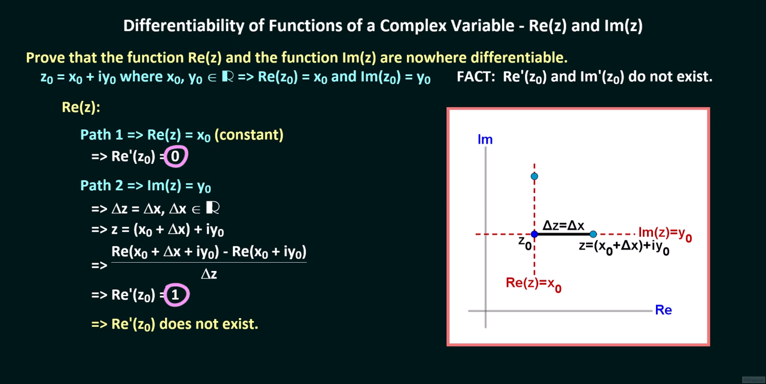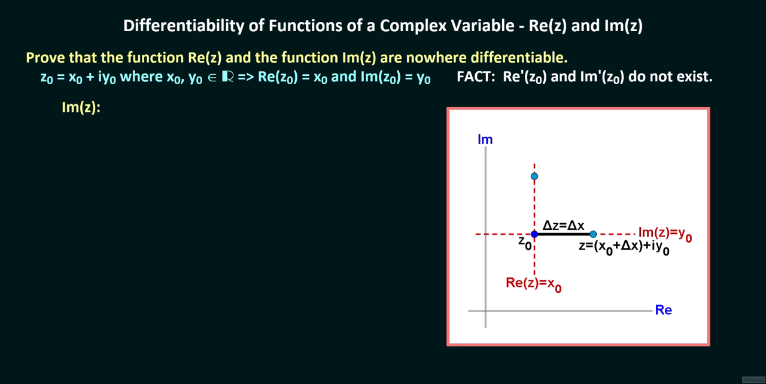Let's now examine the derivative of the imaginary part function. Just as with the real part function, we choose two different approaches to z sub 0. In fact, we will use the same two paths. Path 1 again is the vertical line through z sub 0 where the real part of z equals x sub 0. On this vertical line, z should equal x sub 0 plus I times the quantity y sub 0 plus delta y, where delta y is real.